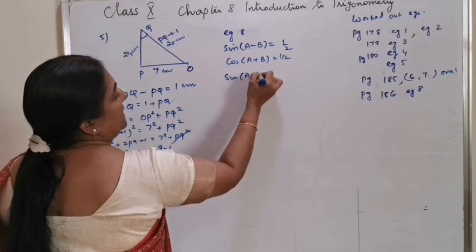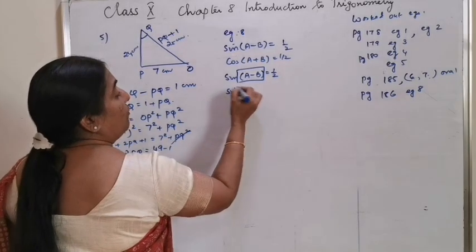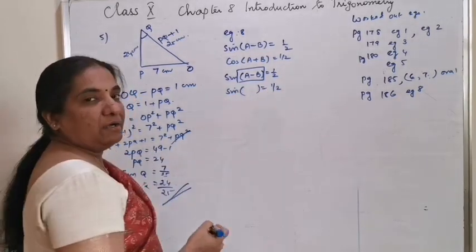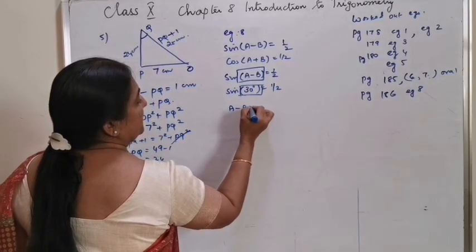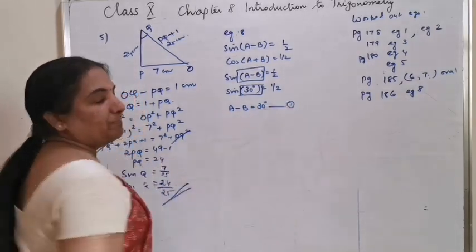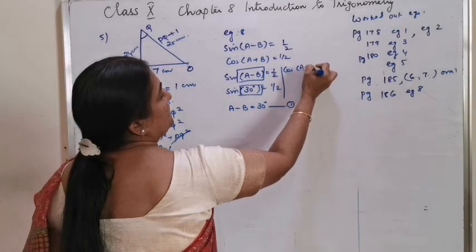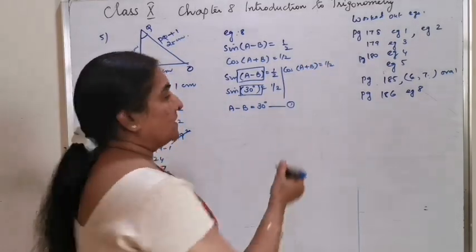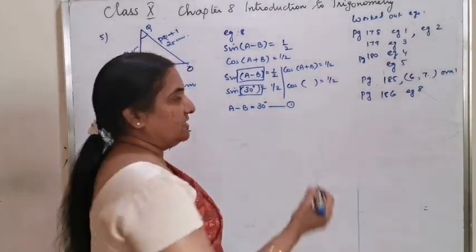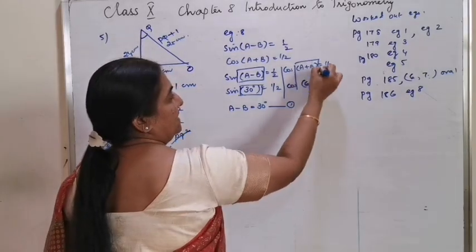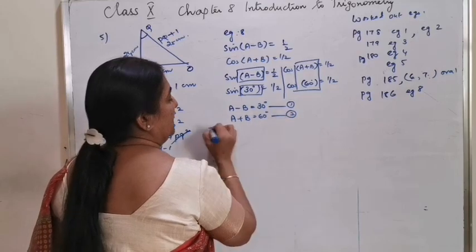Sine A minus B is equal to half. As I used to tell you, sine of which angle is giving you half? That is 30 degree. You can compare the angles and get the first equation as A minus B is equal to 30 degree. Similarly, cos of A plus B is equal to half. Cos of which angle, known angle to you, is half? It is 60 degree. Compare the angles, or A plus B is equal to 60 degree, equation number 2.